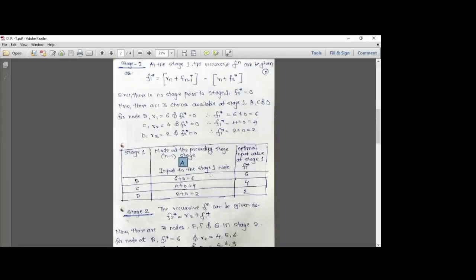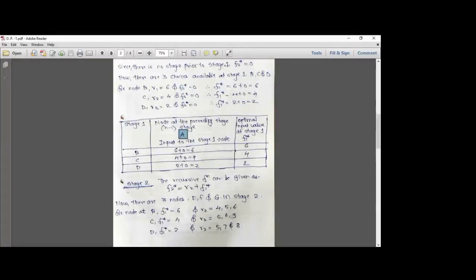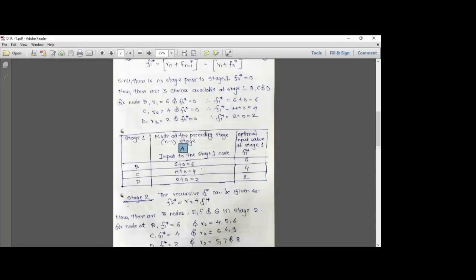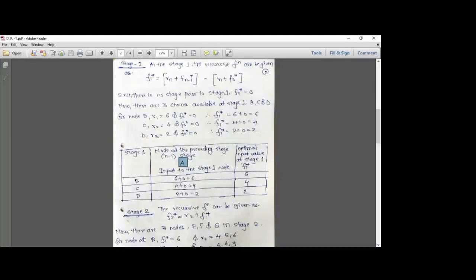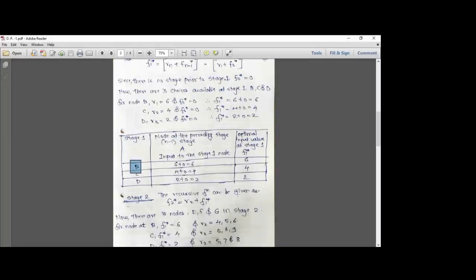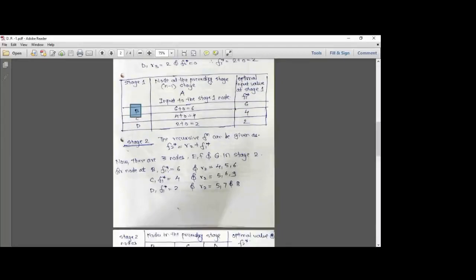Right? Input to the stage 1 node, so that will be 6 plus, that is the F0 star value, that is 6 plus 0 is 6, 4 plus 0 is 4, 2 plus 0 is 2. So for every node, we have got F1 star value, right? So optimal value at stage 1 is F1 star. So these we have found out here. I've just represented here in this particular table, so for node B, the F1 star value is 6, for node C, the F1 star value is 4, and for node D, the F1 star value is 2, right? So let's move towards stage 2 now.